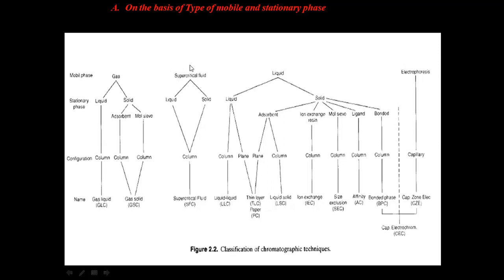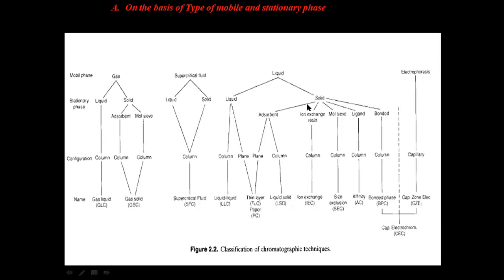Now, you have a mobile phase here. In the second case, it is a supercritical fluid. You can use a liquid stationary phase, or you can also use a solid stationary phase, but you bring out the separation on the column. This is called supercritical fluid chromatography. Now, this one is important: you have a liquid mobile phase, then the stationary phase can be liquid. This is called liquid-liquid chromatography, or you can use this liquid on a column, or you can use it on a plane. So you have thin layer chromatography.